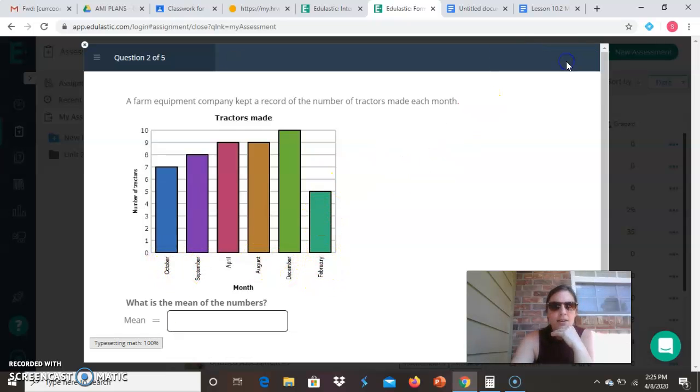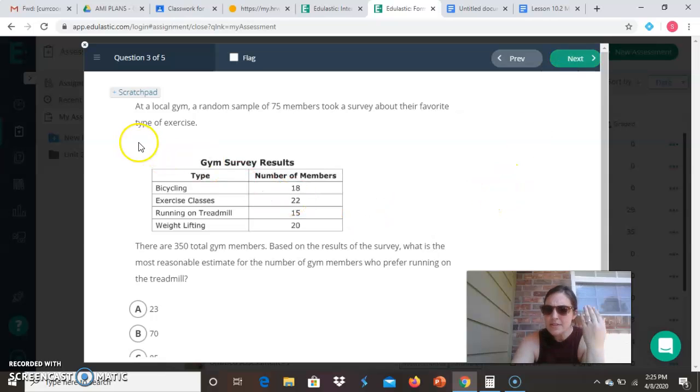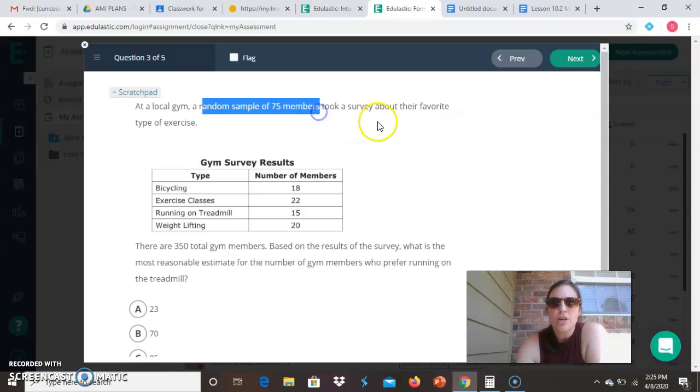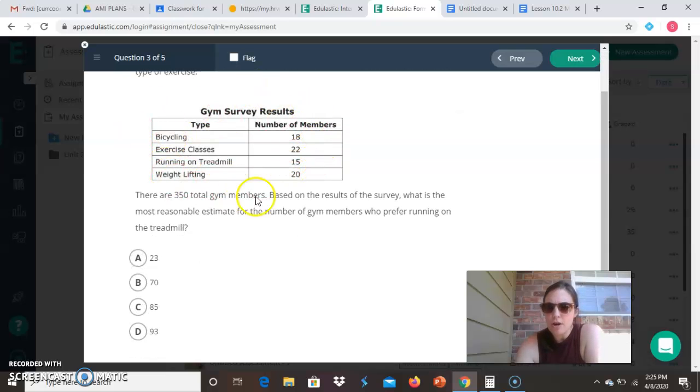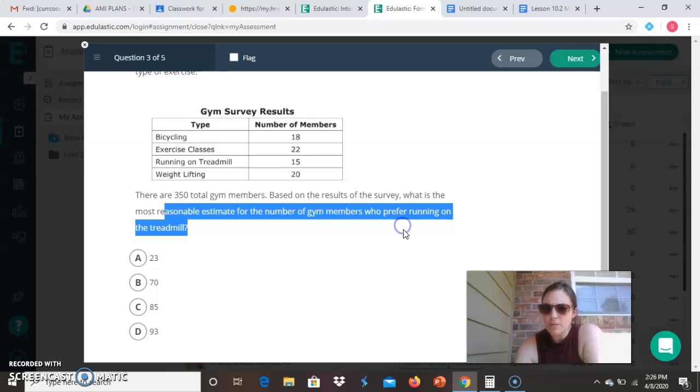All right, here's the one I want to help us with. This is the one where we're going to have to use our skills of setting up a proportion to find this answer. It says at a local gym, a random sample, there's a key word there, a random sample of 75 members took a survey about their favorite type of exercise. And so here they give us a chart of that random sampling data. And it says there are 350 total gym members. Based on the results of this survey, what is the most reasonable estimate for the number of gym members who prefer running on the treadmill?